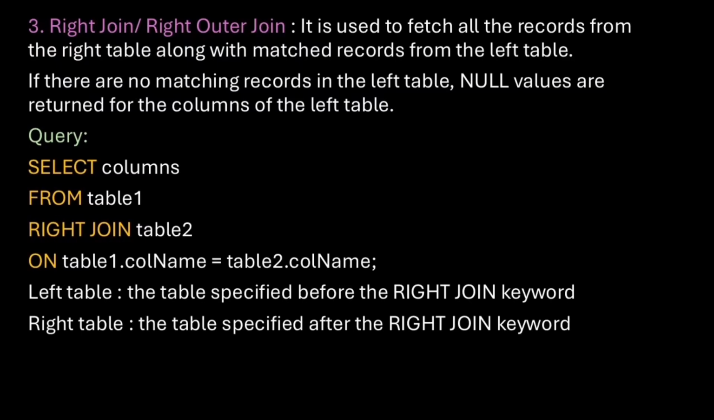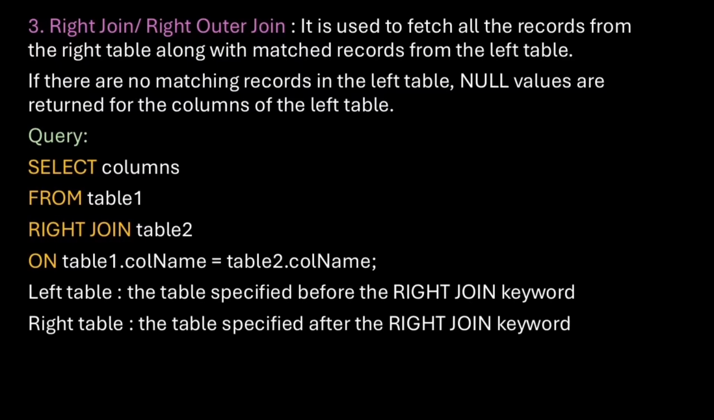We start with select and provide the columns we want to see in our result. Then we specify from and provide the first table, that is table 1. Next we specify the type of join we are performing, which in this case is a right join. Finally we give the name of the second table, that is table 2, and provide the condition on which the join is based, that is table1.column_name equals table2.column_name. In this context, the left table is the one specified before the right join keyword, and the right table is the one specified after the right join keyword. So in our example, table 2 is the right table and table 1 is the left table.